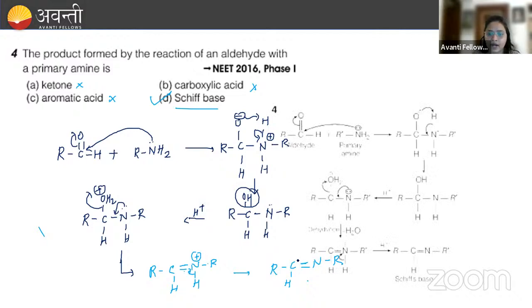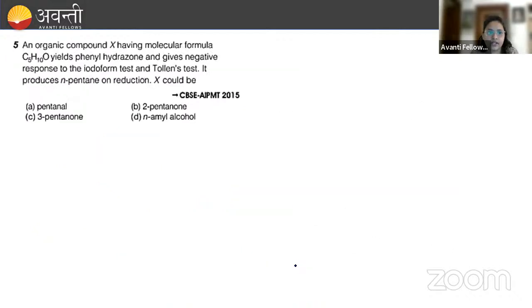ये देखो मैंने यहाँ पे लिखा हुआ है. हाँ, next reaction, next problem. Okay, an organic compound X having molecular formula C5H10O yields phenylhydrazone and gives negative response to the iodoform test and Tollens test. Okay, it produces N-pentane on reduction. X would be, what is that X molecule that we have to determine?